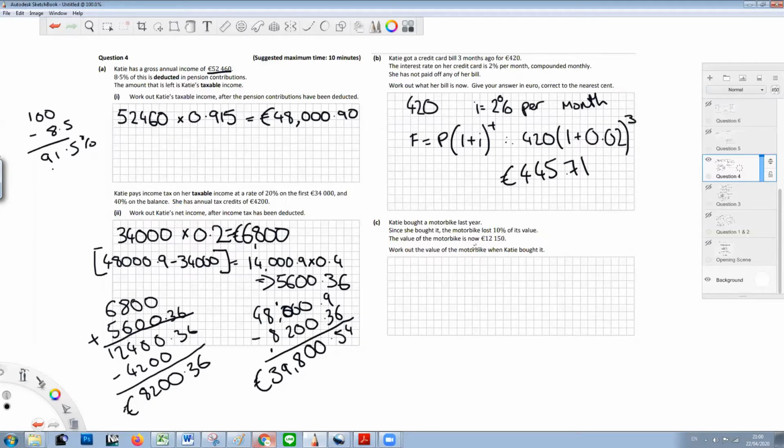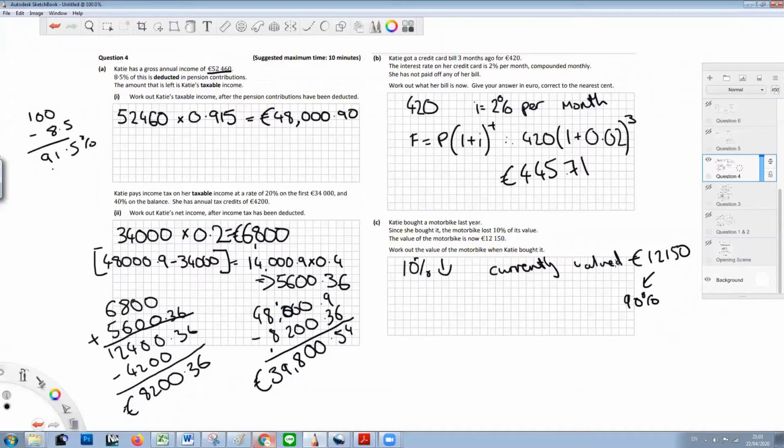Katie bought a motorbike last year. Okay, so she bought a motorbike last year. Since she bought it, the motorbike lost 10% of its value. So when she bought it, it's lost 10%. So it's gone 10% down since she bought it. The value of the motorbike is now 12,150. So it's currently valued at 12,150. And that value is 90% of the original value.